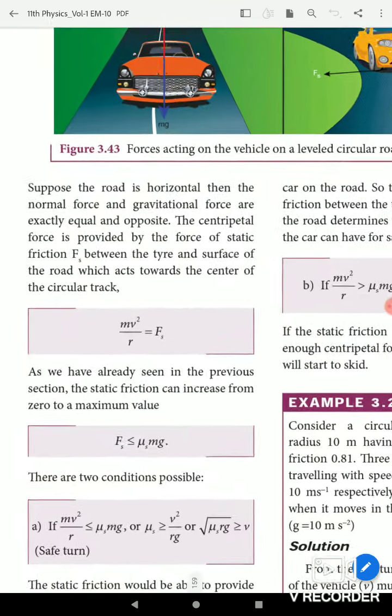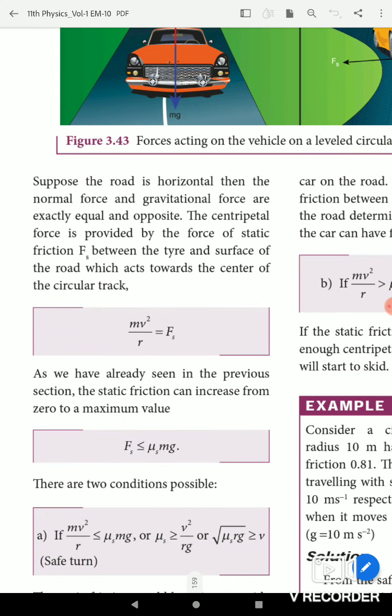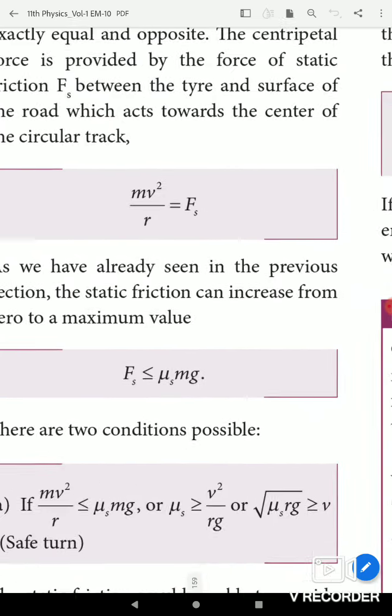Suppose the road is horizontal, then the normal force and gravitational force are exactly equal and opposite. So the centripetal force is provided by the force of static friction F_s between the tire and surface of the road, which acts towards the center of the circular track. So this frictional force is equal to centripetal force, so m v square by r equal to F_s. Then you already know the static friction can increase from 0 to a maximum value. So F_s is less than or equal to mu_s m g.